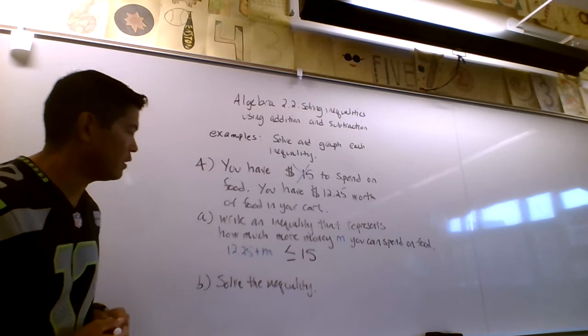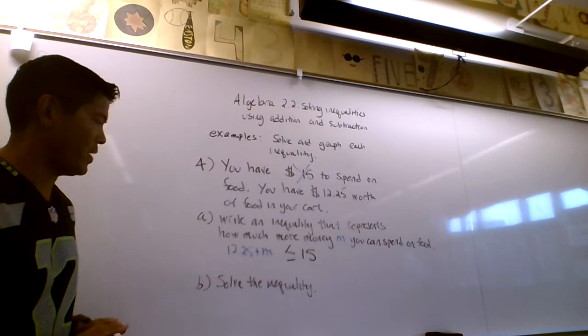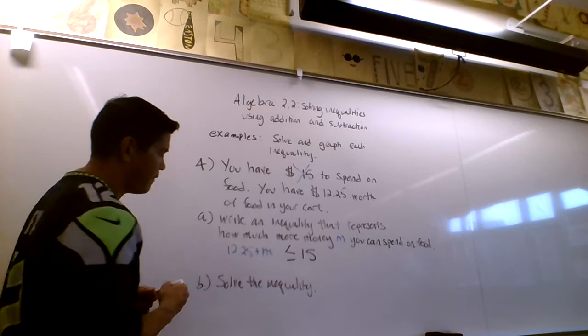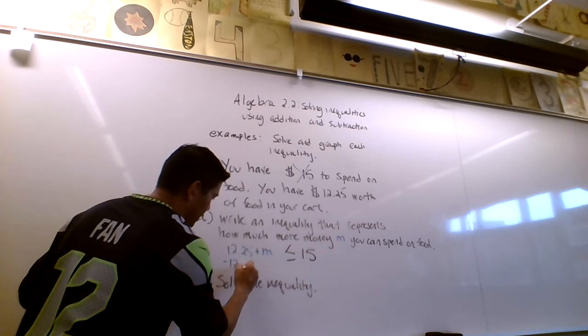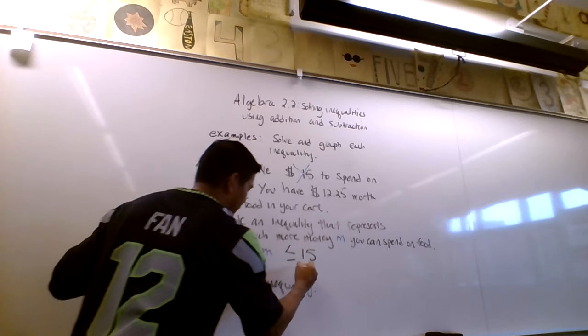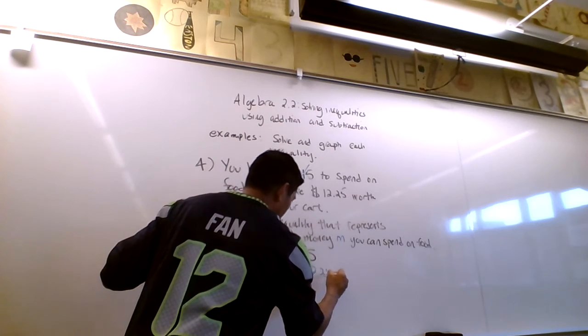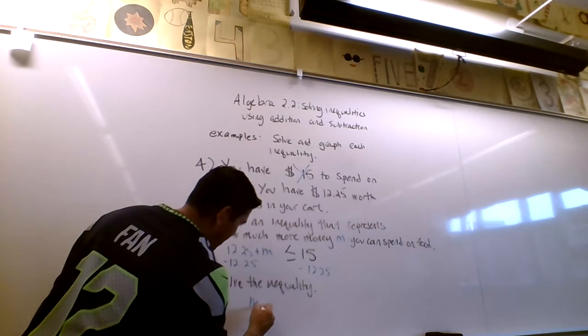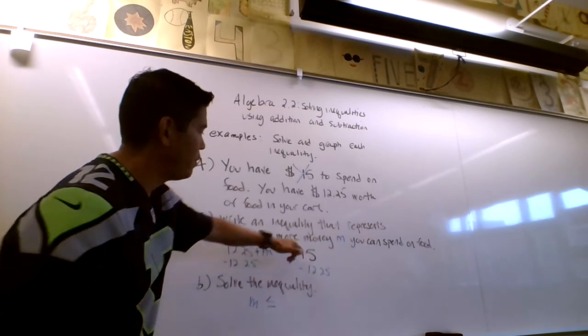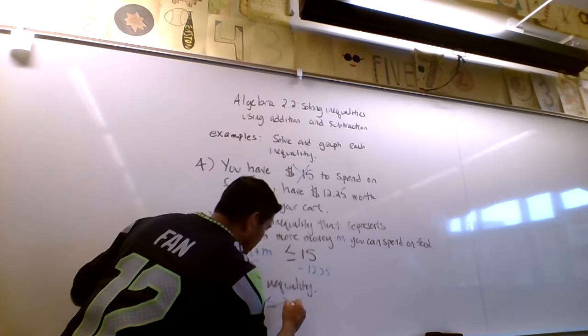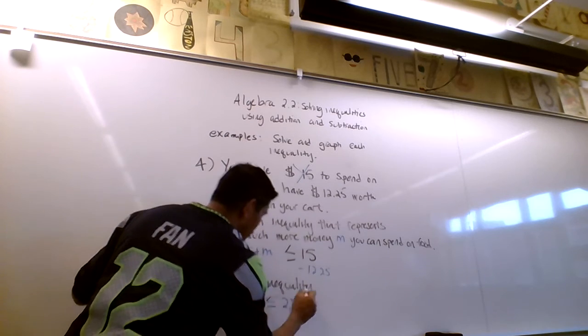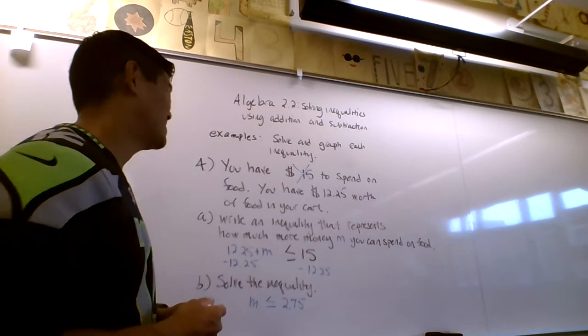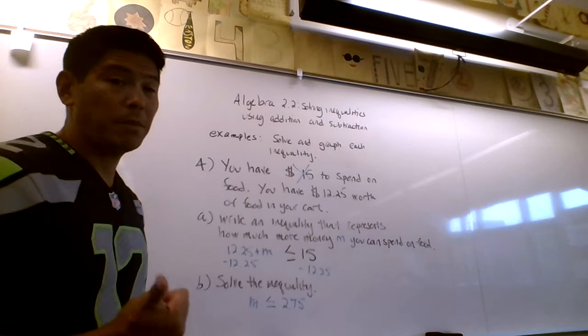Okay, but then we can solve the inequality. What's being done to M is you're adding 12.25, so the inverse operation would be to subtract 12.25 from each side. And then we're just left with M is less than or equal to 15 minus 12.25, which is 2.75, or $2.75. The directions just said to solve the inequality. You should be able to graph that.